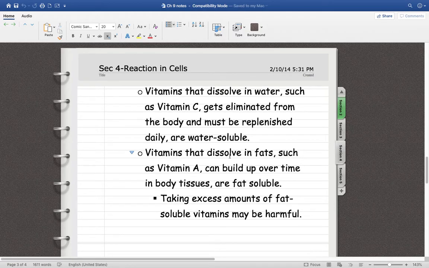So that's water soluble, dissolves in water. Vitamins that dissolve in fat, such as vitamin A and vitamin D, can build up over time in body tissues and are fat soluble. They dissolve in fat in our body tissues. Taking too much of these fat soluble vitamins can be harmful. That's why they say on the Flintstones vitamins, do not eat too many. And that's why they have child-proof caps on vitamins.